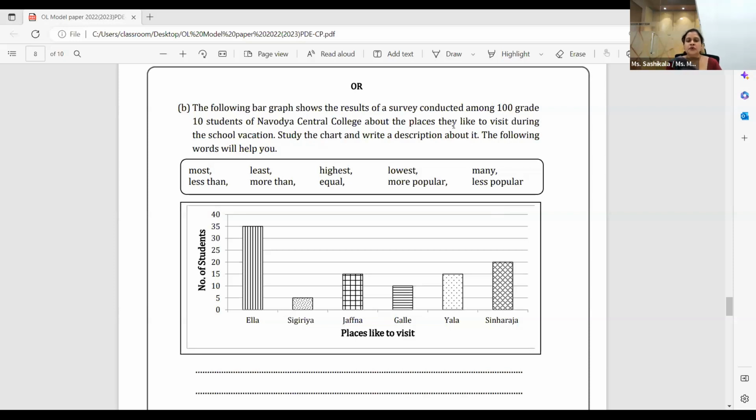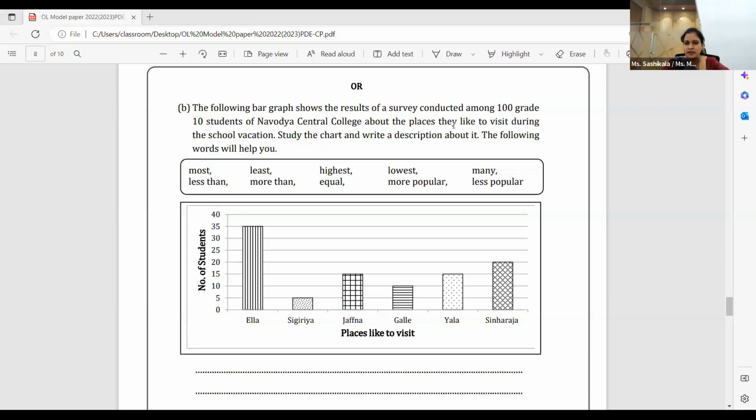Right, okay. Now the second paragraph, you can use most, least, equal, low, more than and less than. I think more popular than and less popular than also can be added, or highest and lowest. Those things can be added in the second paragraph. Right. Now we can write about the most. Now here you can see Ella is the most popular place. So we can say most of the students like to visit Ella, and least of the students like to visit Sigiriya.